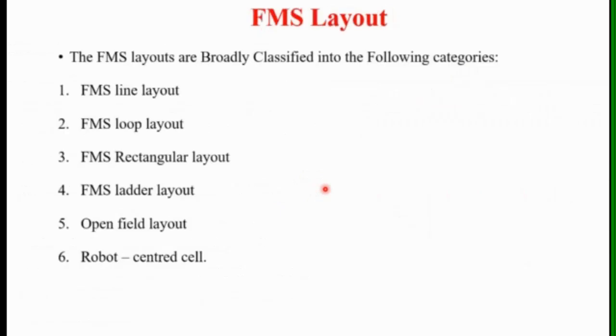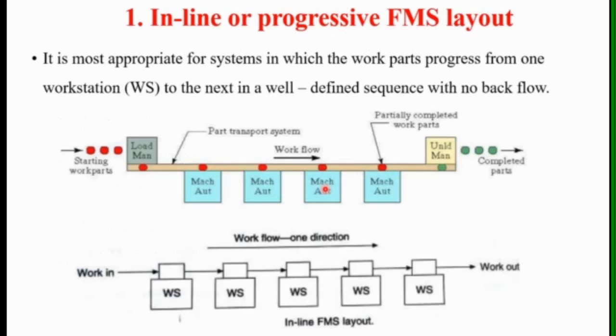Then, different layouts of the flexible manufacturing system. The flexible manufacturing system layouts are classified into the following categories: the flexible manufacturing line layout, then loop layout, similarly rectangular layout, ladder layout, open field layout, or robot centered layout. So these are the different layouts of the flexible manufacturing system. We will see them one by one in detail.